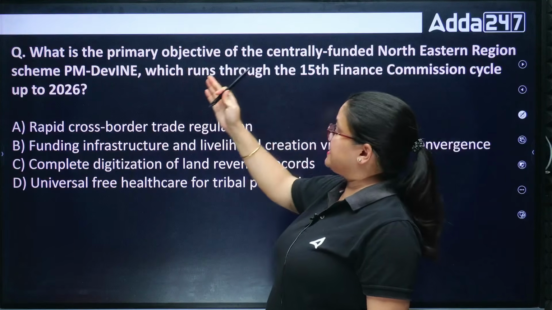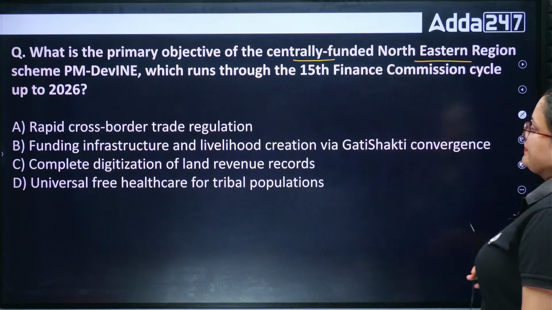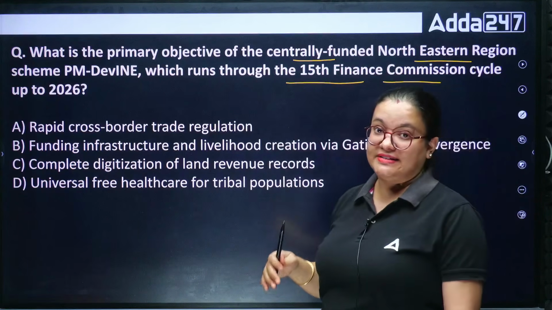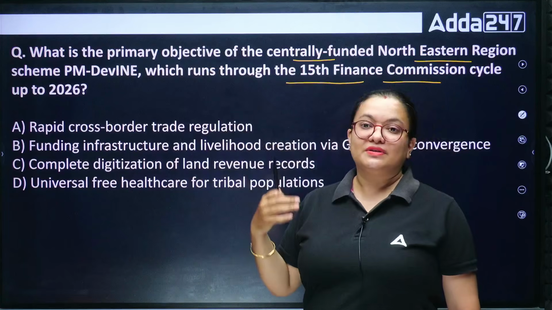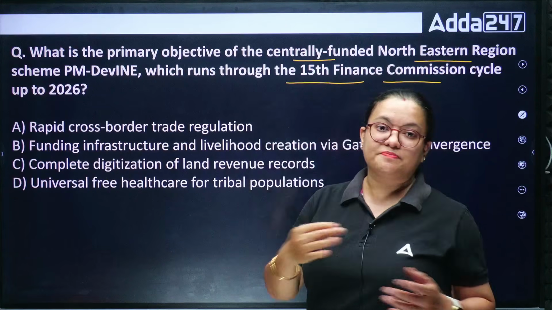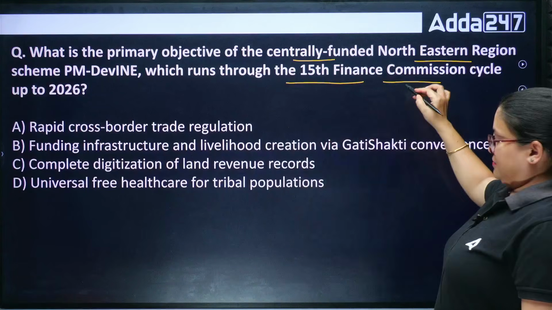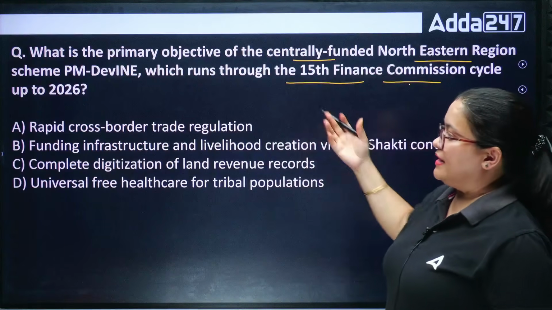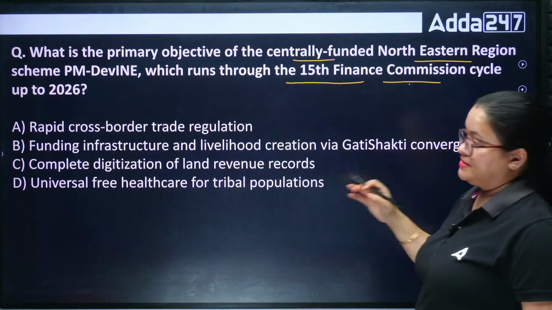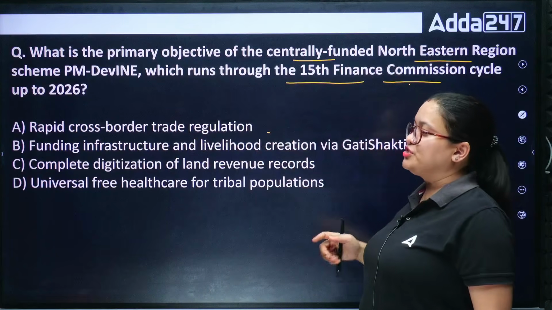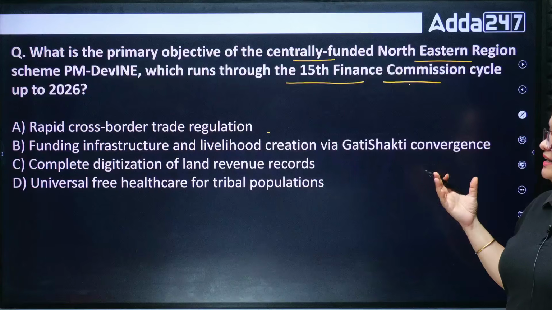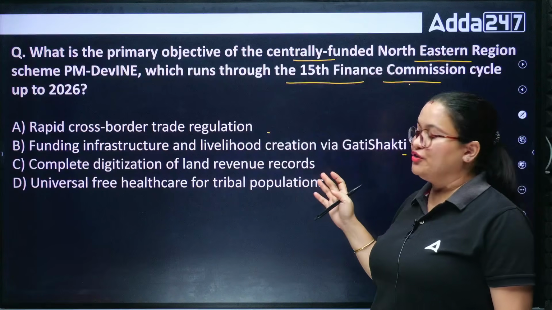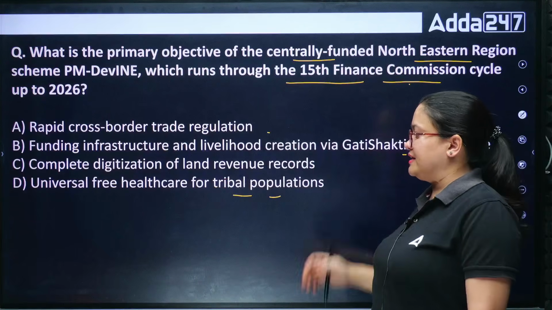What is the primary objective of the centrally funded Northeastern Region scheme PM-DevINE, which runs through the 15th Finance Commission cycle up to 2026? So this is a particular scheme that was given a few years back, and it has been going on till this year, and the name is PM-DevINE. What is the main objective of this particular scheme? Rapid cross-border trade regulations, funding infrastructure and livelihood creation via Gati Shakti convergence, complete digitization of land revenue records, or universal free healthcare for tribal population.